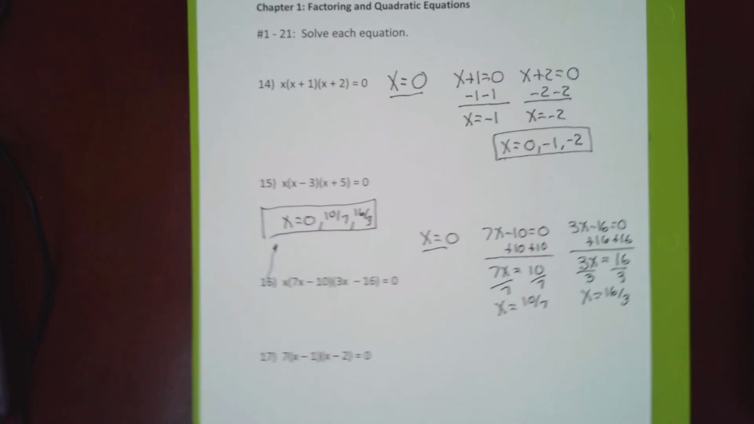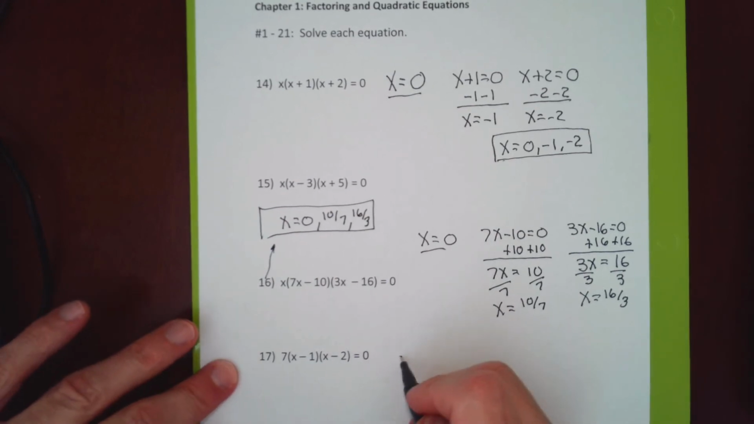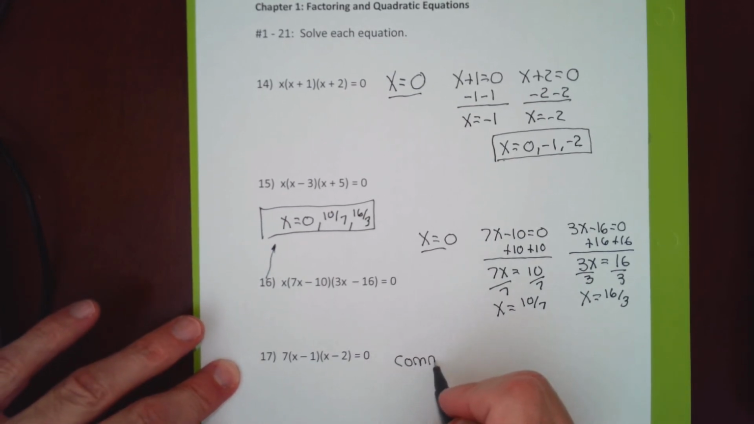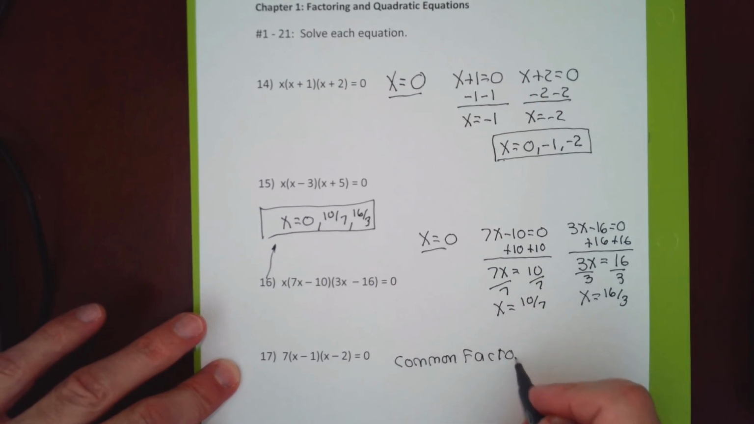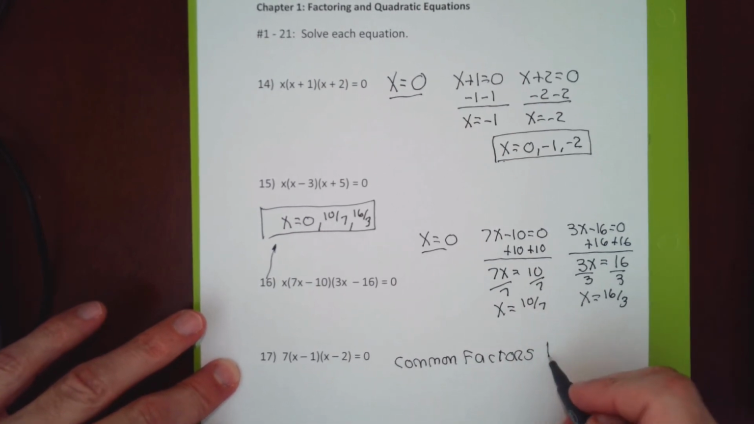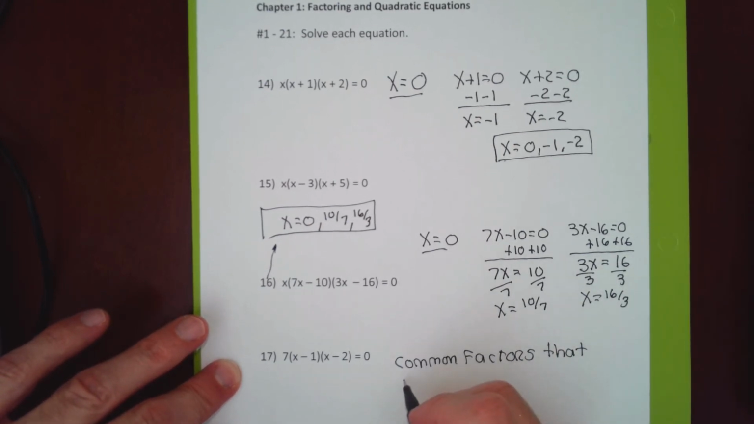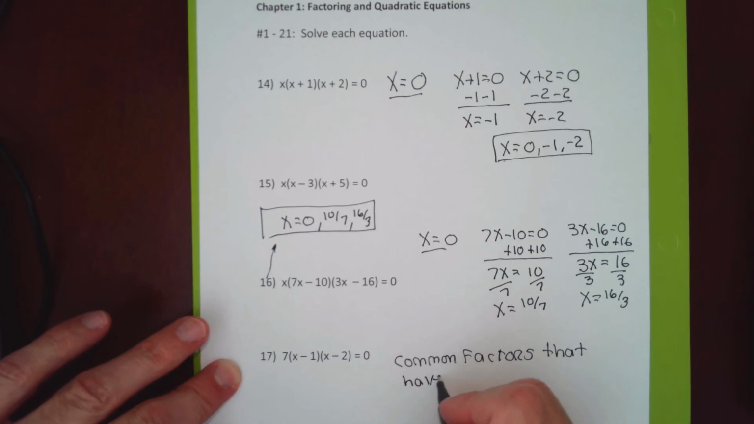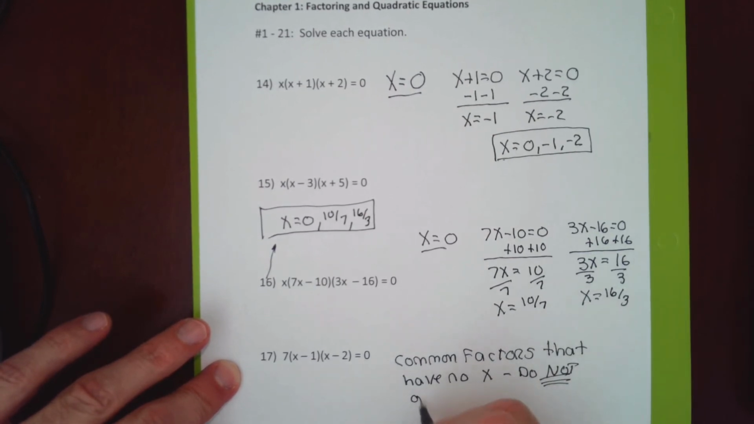The next few problems have common factors that don't have an x. Common factors that do not have an x, this is going to be a double negative, which is horrible, but it is what it is, that have no x, do not give a solution. And that's the next few problems.